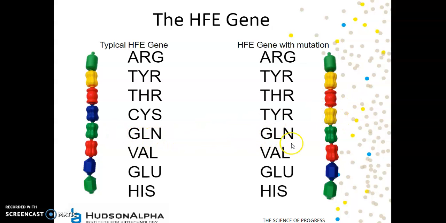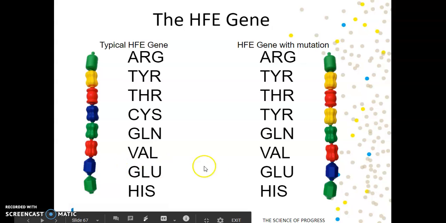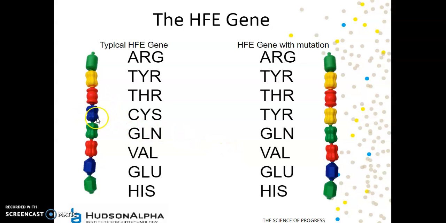Then we continue on. The green wavy bead's the same. The red wavy bead's the same. The blue diamond is the same. And the green diamond is the same. So as you can see, it's just this one little difference right here between cysteine and tyrosine that causes a world of difference in the DNA of this family.